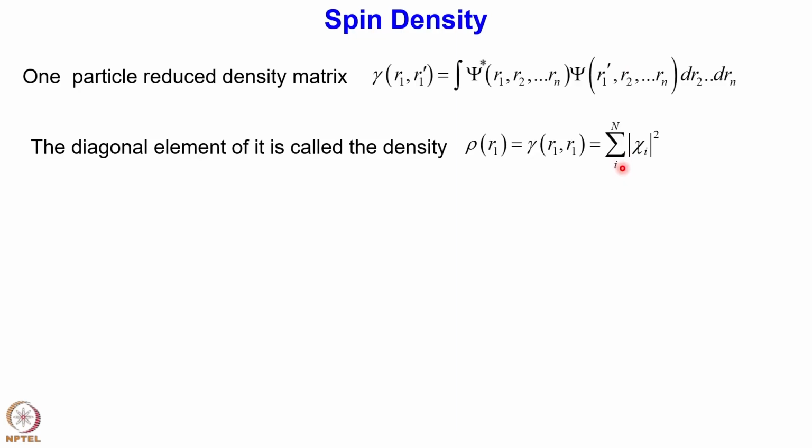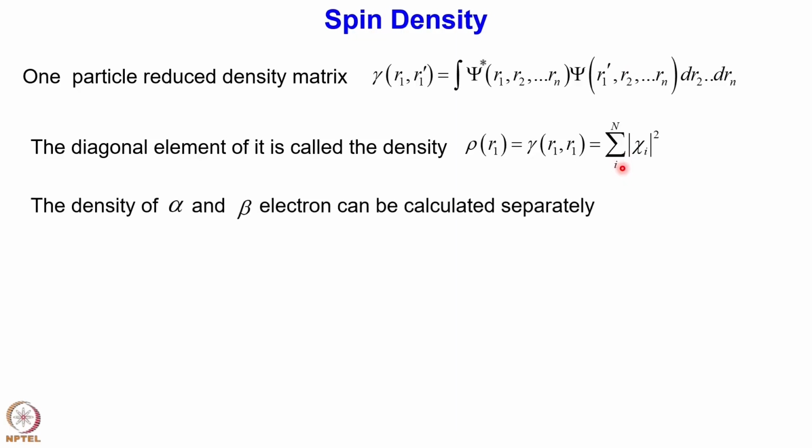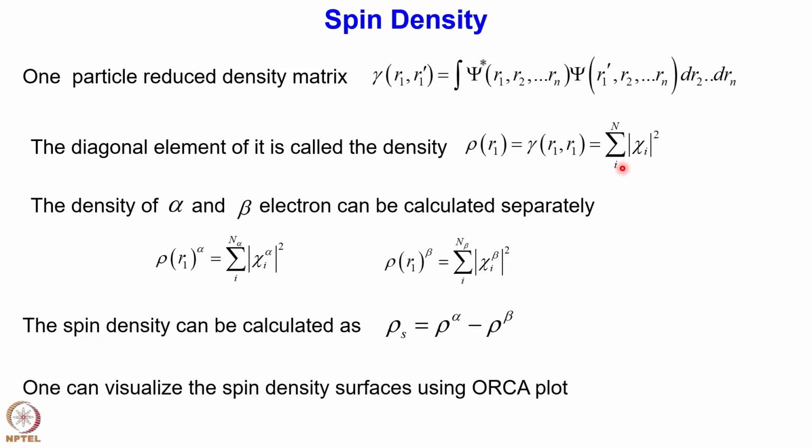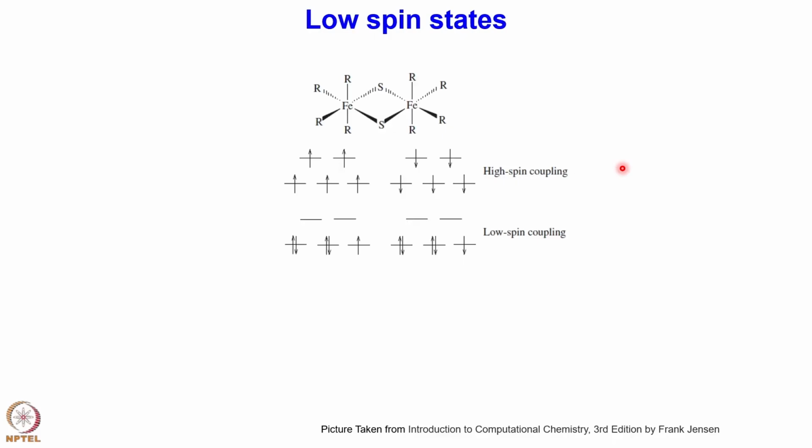Now, remember, in case of an unrestricted system, you have density of alpha and beta electrons, because my alpha and beta electrons are obtained from two separate Fock matrices. So, in principle, I have two sets of orbitals. I can calculate the density of the alpha electrons and the density of the beta electrons, and if I subtract them, what I get is the spin density. So, that is actually a measurement of the number of unpaired electrons it has. And one can visualize the spin density surfaces using Orca plot. We will see an example where we will plot the spin density surfaces and visualize them using Chemcraft.